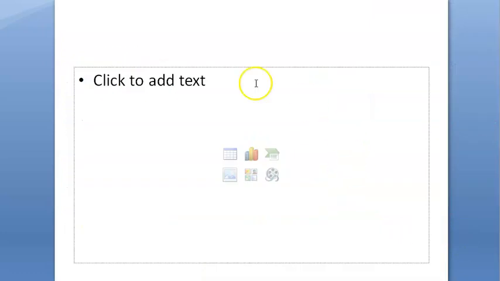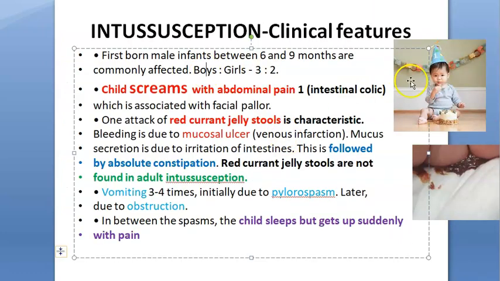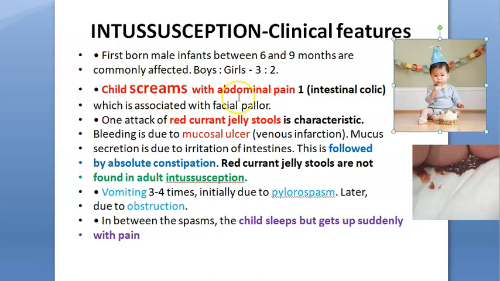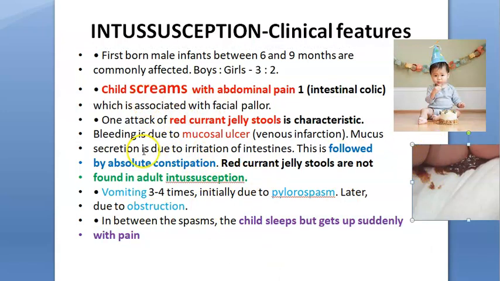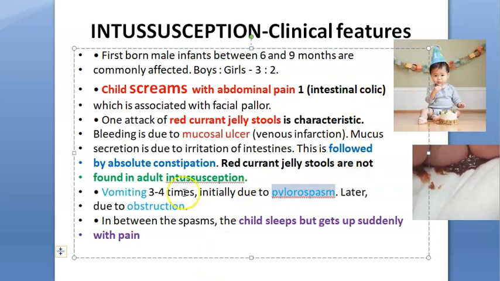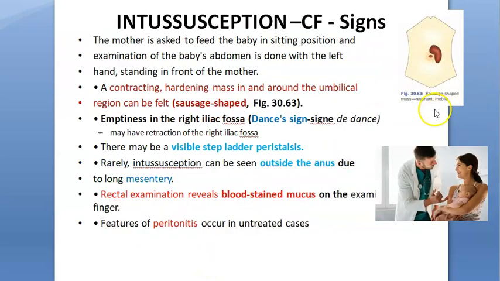Now coming to the clinical features, you saw it will be a 1-year-old, usually male. The child screams with abdominal pain. It will be sleeping, but it will suddenly get up and scream with pain. It can also have red currant jelly stools because of mucosal ulcer and bleeding. And then there can be constipation after this incident of red currant jelly stools. And in adults, you don't have red currant jelly stools, okay? These children can also vomit due to pylorospasm, and then they can vomit due to obstruction.